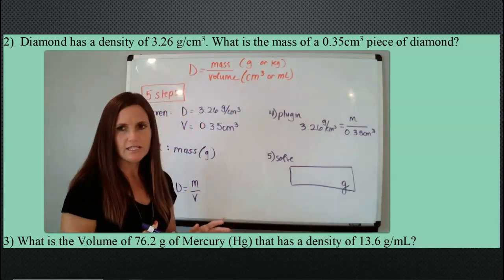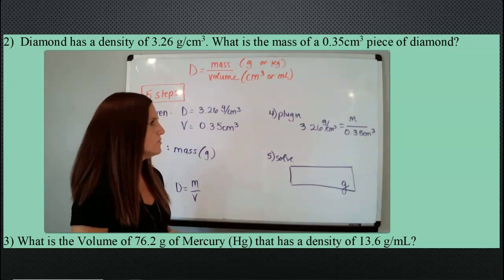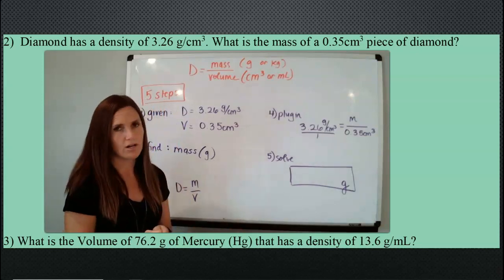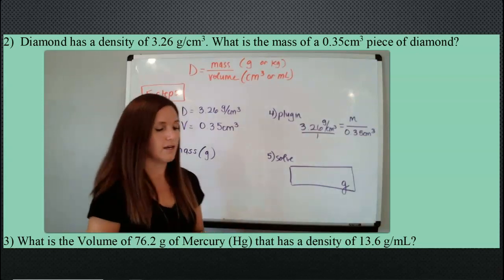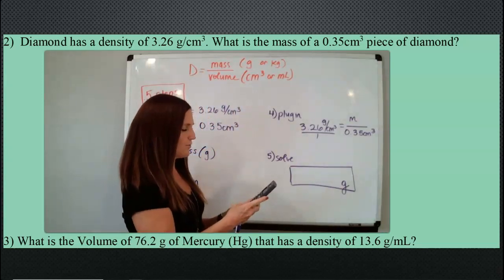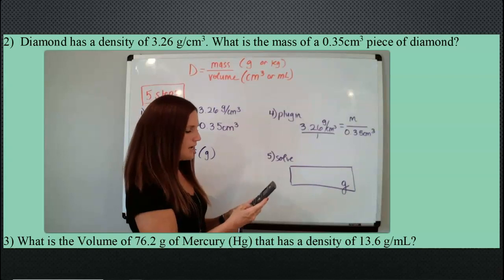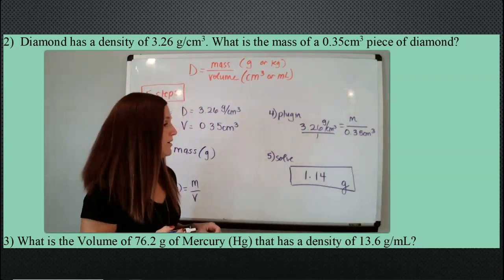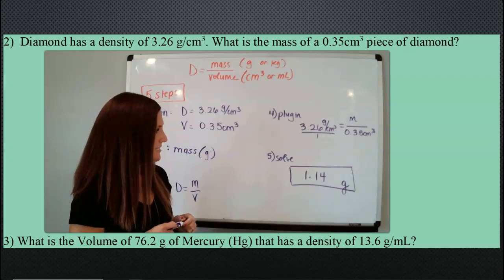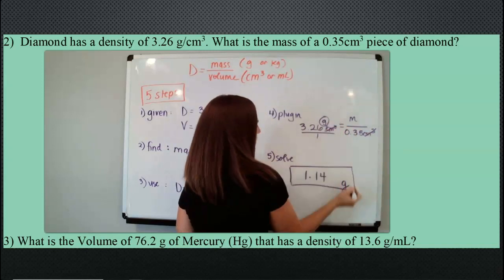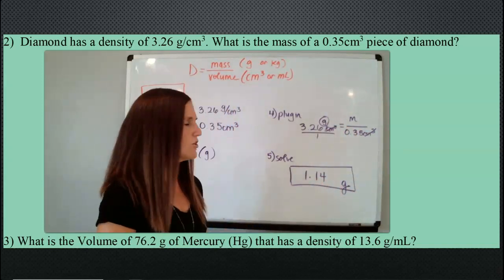Now, in order to solve this, you can use cross multiply if that helps you, or you can just know that you're going to multiply both sides by 0.35. In order to solve this, what you're going to do is you're going to do 3.26 times 0.35, and you're going to end up with 1.14 grams. And you can always check to see if this is the right answer. First of all, we can see that our units are going to cancel and be left with grams, so that's good. So I know that that unit is correct.